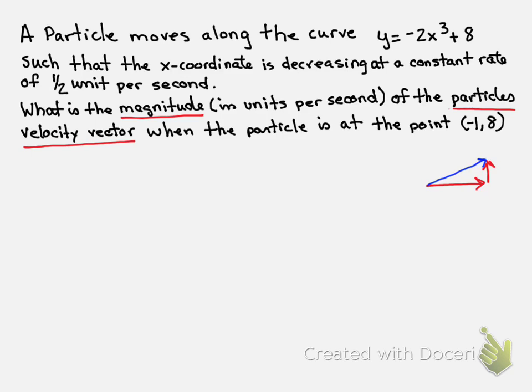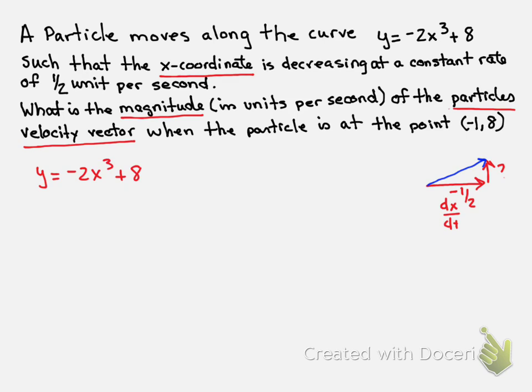Well, fortunately, they give us that the x-coordinate is decreasing at a constant rate of 1/2 units per second. So as I think about this dx dt, it's really negative 1/2. But I don't have much guidance about that y component. But they gave me y equals negative 2x cubed plus 8. So I bet I need that.